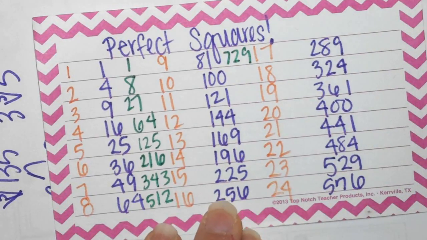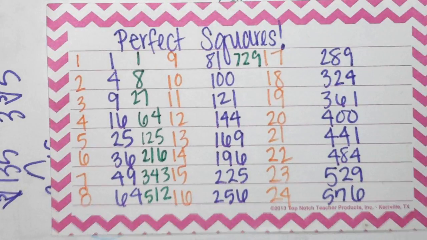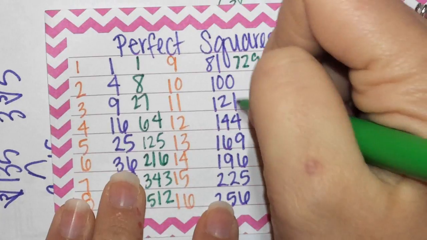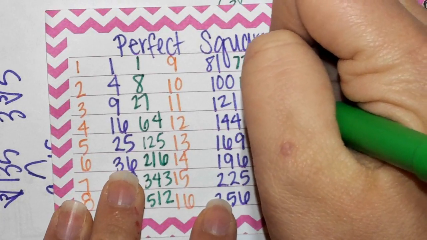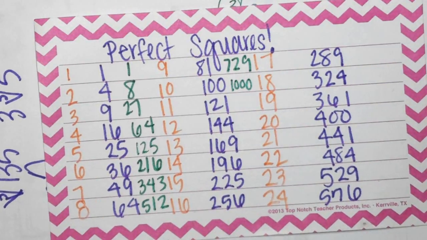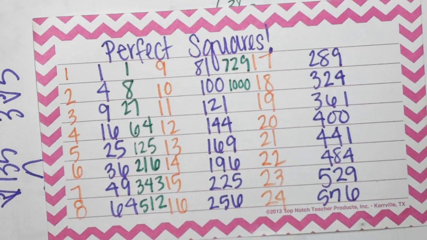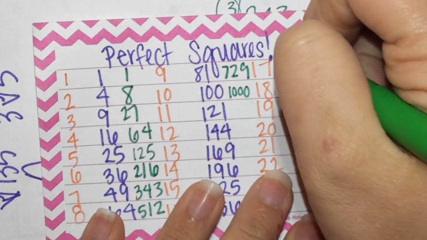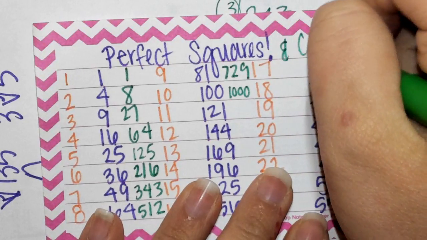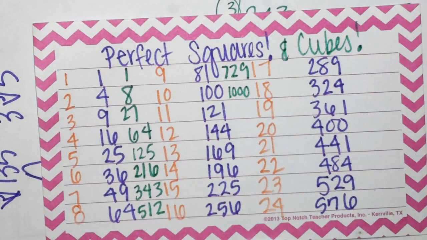Okay, I don't think we're going to have any that go bigger than that. I say we go to 10, just to get to 1,000, just to be fancy. That's fine. Okay, look at us go. All right, so we're going to write perfect squares and cubes.